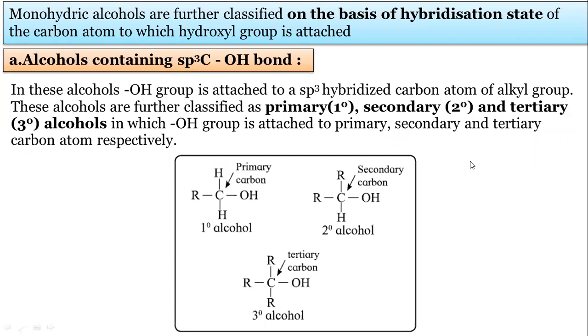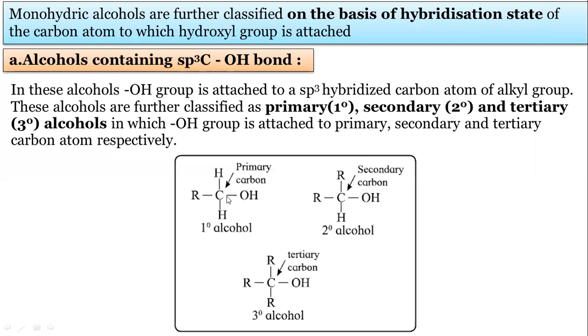Monohydric alcohols are further classified on the basis of the hybridization of the carbon to which the OH group is attached. See the example here. In case of primary, these are the primary alcohols, these are the secondary alcohols, and these are the tertiary alcohols. In this, the OH group is attached to the primary carbon.